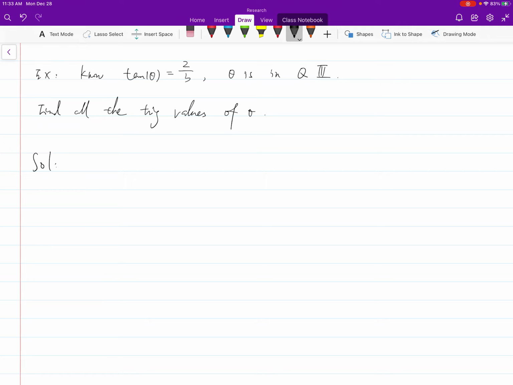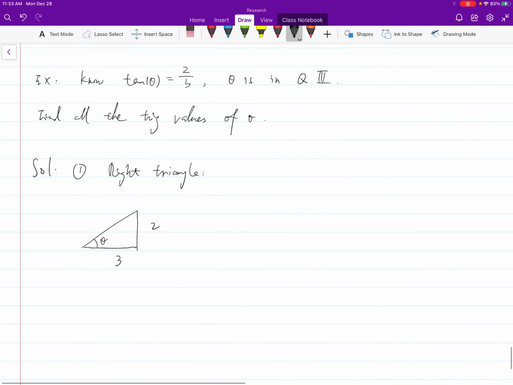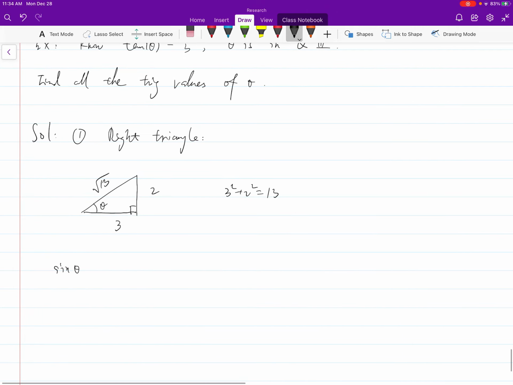Okay. The first way to do it, we use the right triangle. You have tan and theta. Okay. You have 2 and 3. Then, by Pythagorean theorem, this is going to be square root of 13. Once you have that, you have all the 6 trig values.